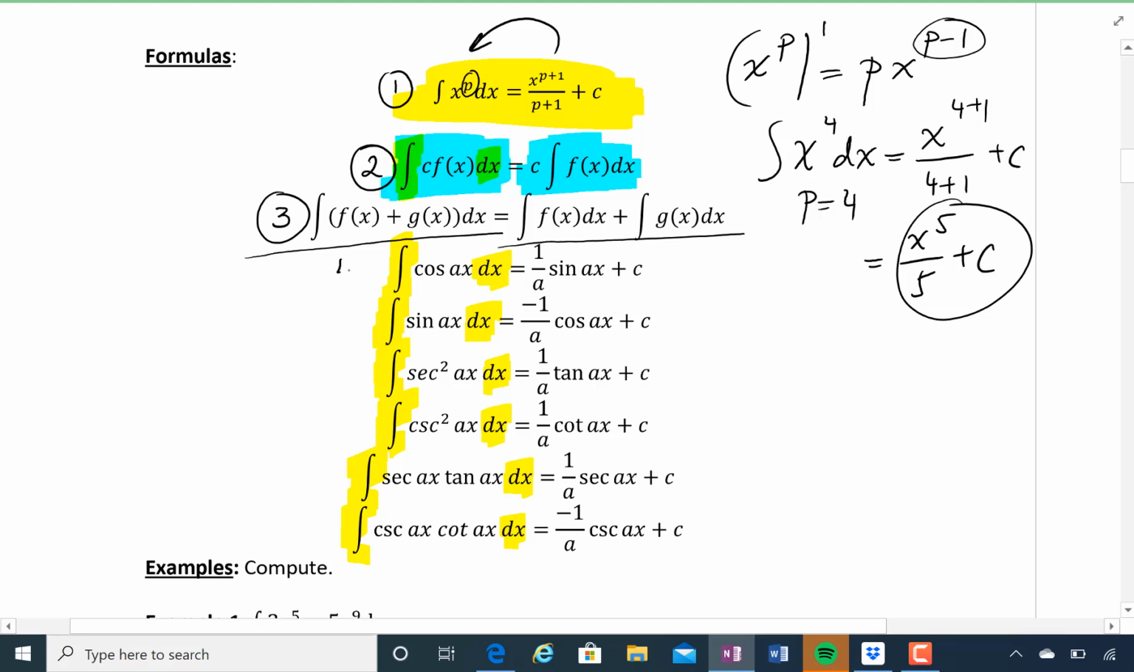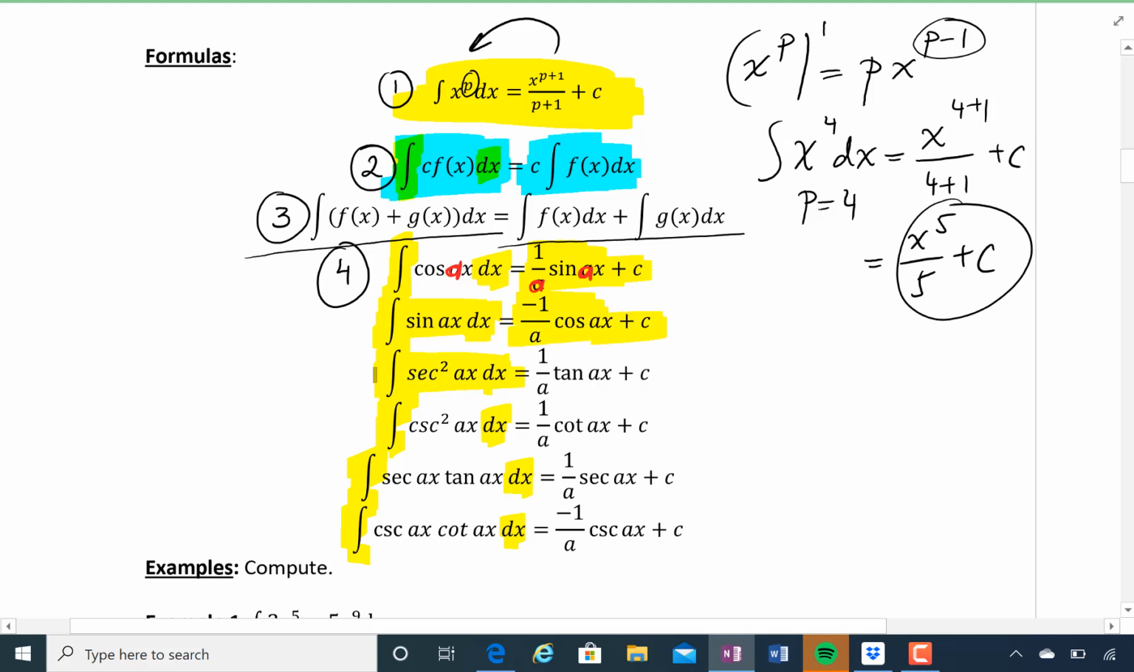The fourth one says integral of cosine of ax. So let's think about it. What function prime is cosine? That's true, it's sine. Only in this case, there is a constant in front of x, so there is this a. So that comes in front: if you have cosine of ax, then you get 1 over a sine of ax. And so on. Read them carefully. The integral of sine of ax is negative 1 over a cosine of ax plus c.